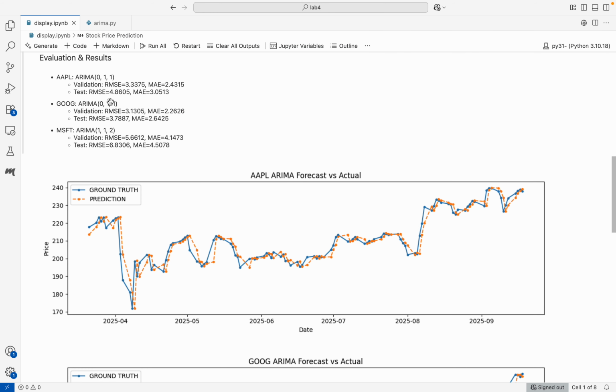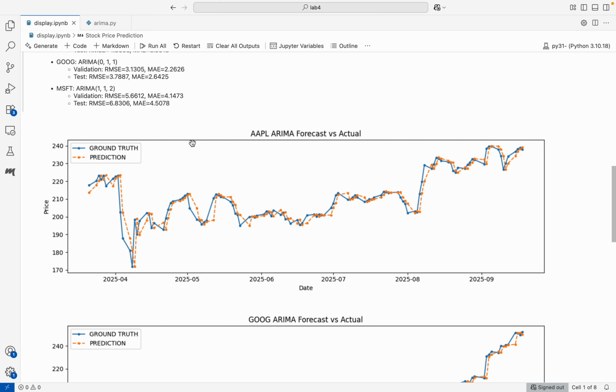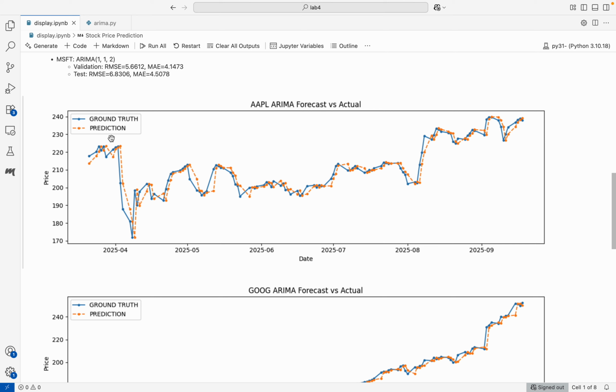Now let's look at the results. So for Apple, we use an ARIMA 011 model. It shows a mean absolute error on the validation set of 2.4. And here you can see the comparison between the ground truths and the predictions. They almost overlap, which shows the model performs quite well.